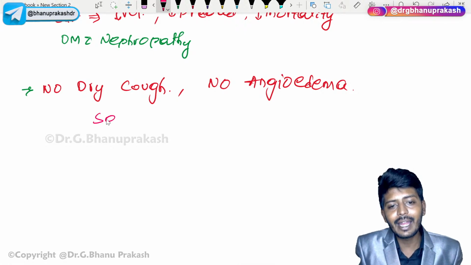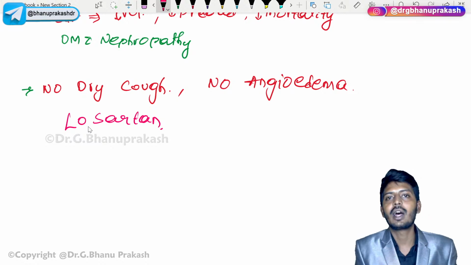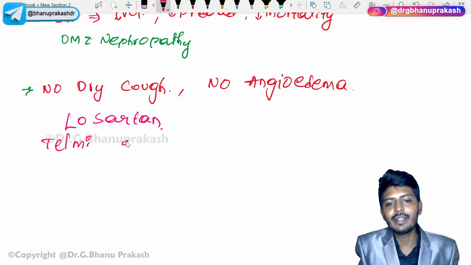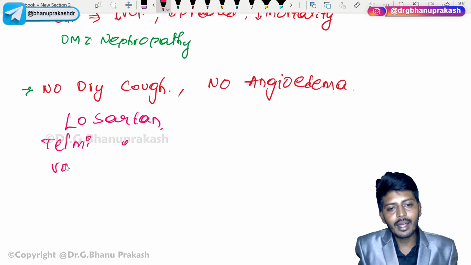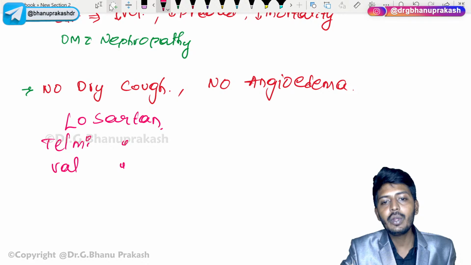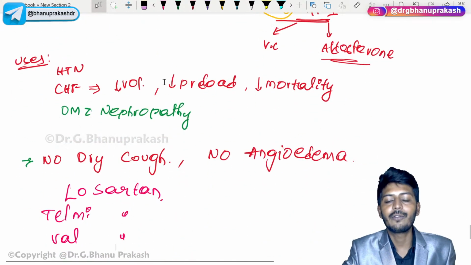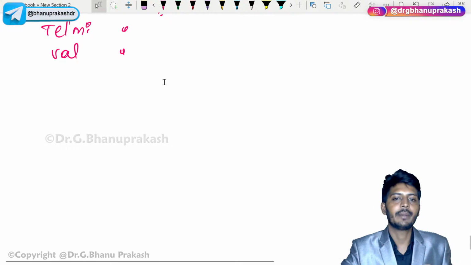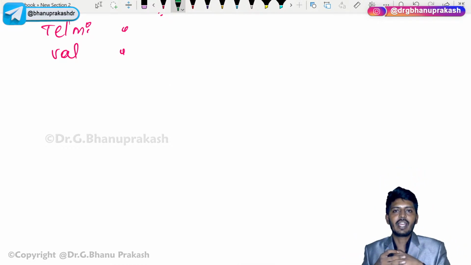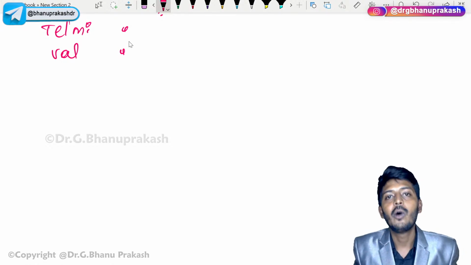All the drugs will have the ending sartan in them, such as losartan, telmisartan, and valsartan. All these sartans are used as drugs in heart failure because they prevent remodeling, right? So what is the next important group of drugs which can be used, my dear students?